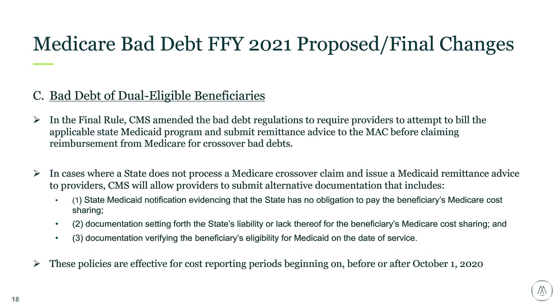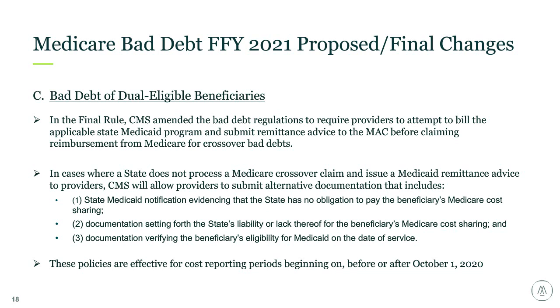For the Medicare crossover population, CMS is codifying their must-bill to the Medicaid program policy. What they're doing is they're stating that you must bill the appropriate Medicaid agency to see if the Medicaid agency has an obligation to make payments. And the proof of billing would be the Medicaid remittance advice. However, if the state has no obligation to pay, alternative documentation to a remittance advice can be submitted as noted in the slide.